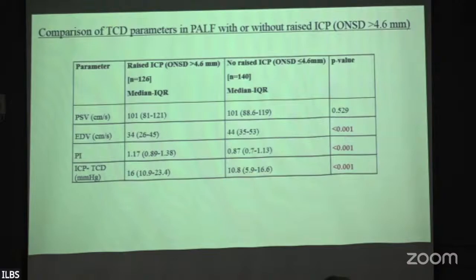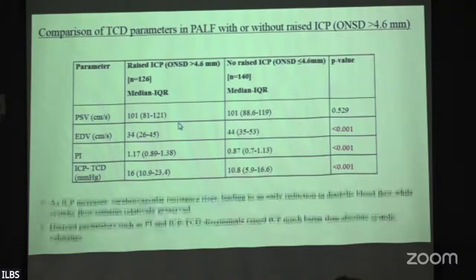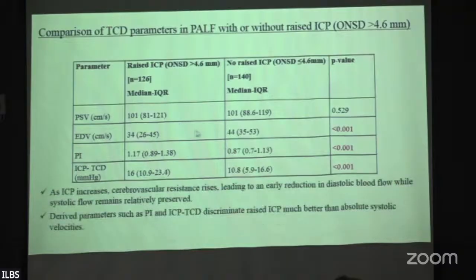We have taken an ONSD more than 4.6 mm to label it as raised ICP, and we found that among the TCD parameters, PI and ICP TCD were significantly elevated in patients with raised ICP, and EDV was significantly lower in patients who had elevated ICP. So as the ICP increases, it leads to an early reduction in diastolic flow. However, the systolic flow velocities are relatively preserved.